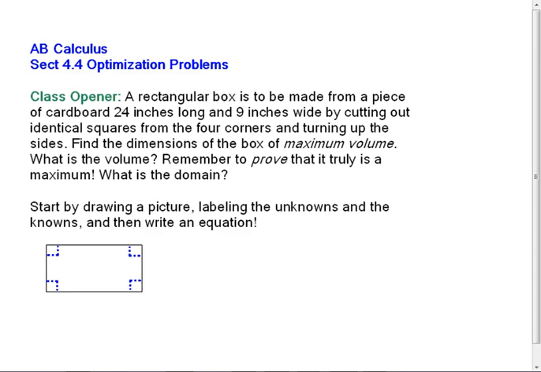So here is our first problem, classic calculus problem. We've done this before. What we're going to do is take a piece of cardboard, 24 inches long by 9 inches wide. So this is 24 and this is 9. And I'm going to cut out the corners and make a box. I want all these to be the same.